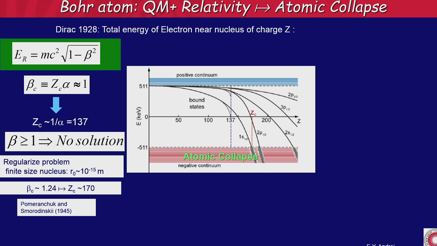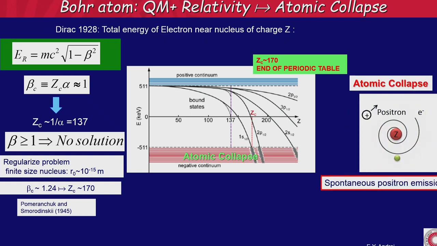But this is what happens with the Rydberg series as a function of Z. So here, this is where the normal periodic table lives, okay? So this is our 1s state, this is a 2s state, and you see when you start having heavier and heavier nuclei, all the levels start dropping down. And that's okay until they drop into the Dirac continuum, and that's when you have the so-called atomic collapse. So at about 170, in principle, the periodic table should end. And what happens there, the electron falls in the nucleus, it merges with a proton and becomes a neutron, and you emit a positron. And that goes to infinity.